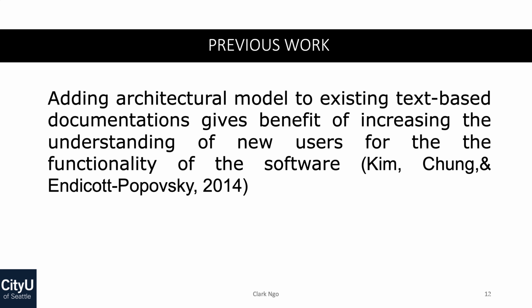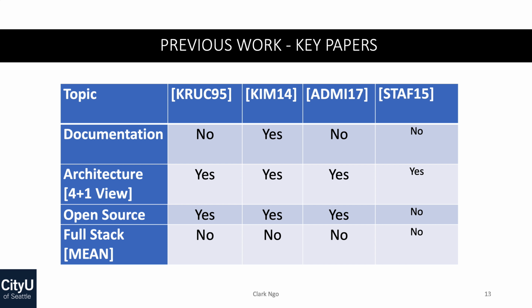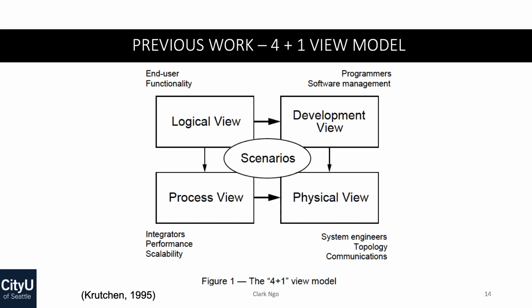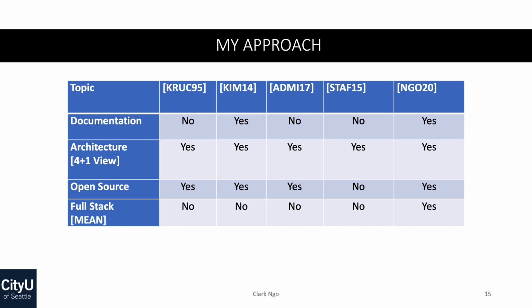For the previous work, it already shows that adding architectural modeling to text-based documentation increases new users' understanding of the functionality of the software. However, the key papers don't completely hit all the keywords that we have in our research. There is the 4+1 view model with the logical view, development view, physical view, process view, and scenarios for the different users that need them. For my approach, I would hit all the keywords that I mentioned in my research.